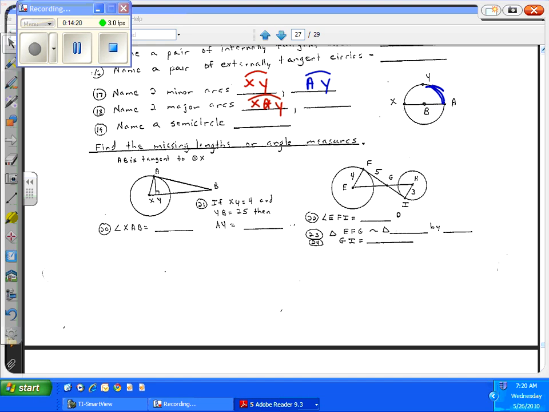If from Y to A, the short way around is a minor arc, then from A to Y, the long way around is a major arc. So a major arc would be AXY. We name the major arc with three letters and the minor arc with two letters.